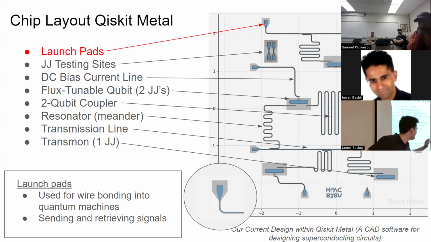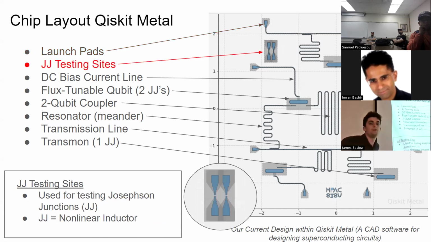So first we have the launch pads. The launch pads are used for wire bonding into quantum machines. So where do you put your external wire? You plug it in right into there, and you wire bond it, and that's where you shoot your microwave signals for. And that's also how you retrieve them too.